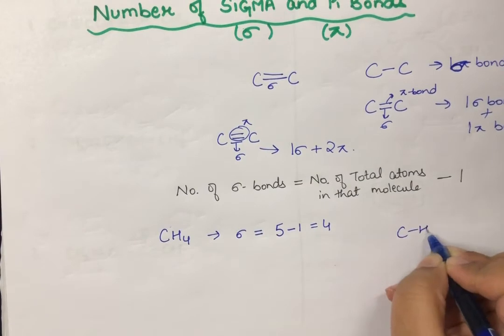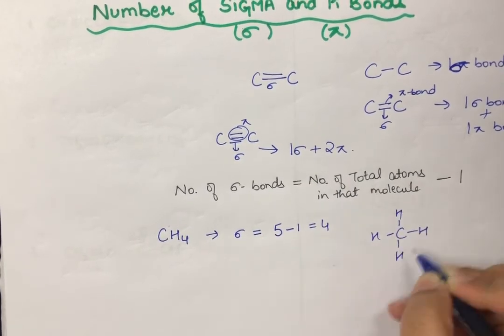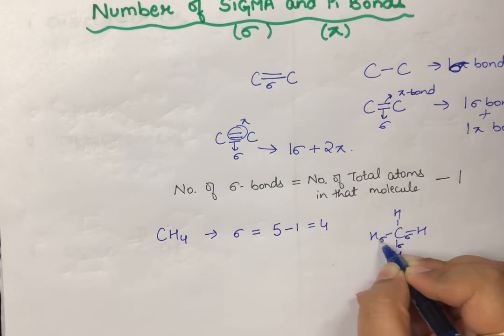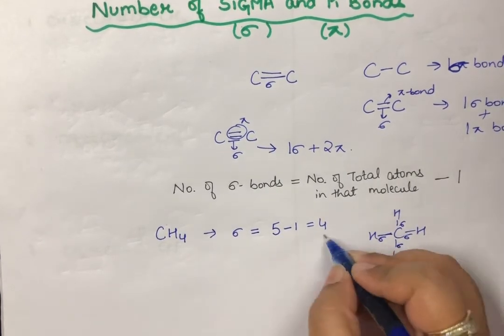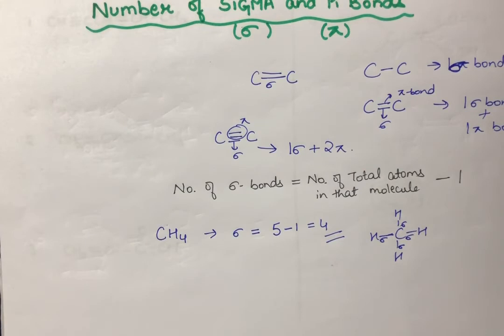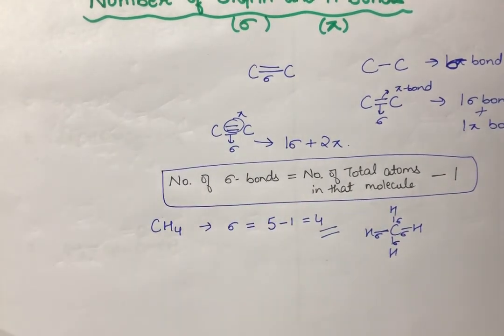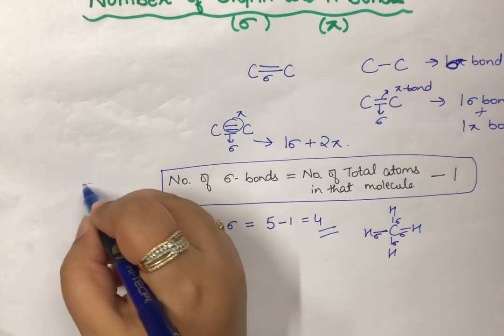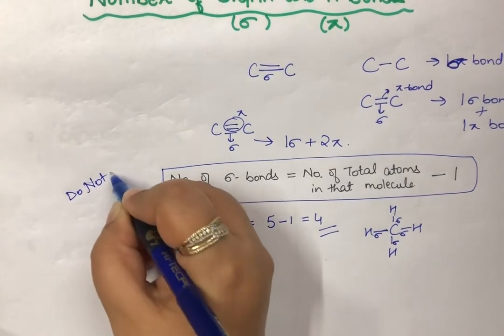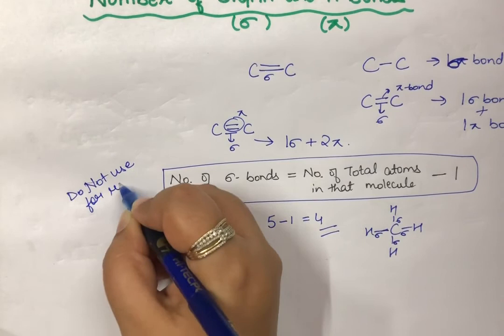Now let's cross check it. If I make the structure for methane, I have 1 sigma, 2 sigma, 3 sigma and 4 sigma. I have 4 sigma bonds. So yes, this formula works. But for the number of pi bonds, you will have to draw the structure and then see if there is a double bond or a triple bond in that particular molecule. Then after eliminating the sigma bonds, you will have to calculate the pi bonds. And also please remember that the formula that I have just written is only for aliphatic compounds. Do not use it for ring structures.